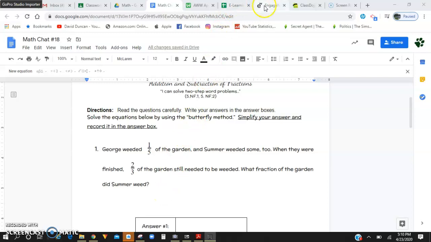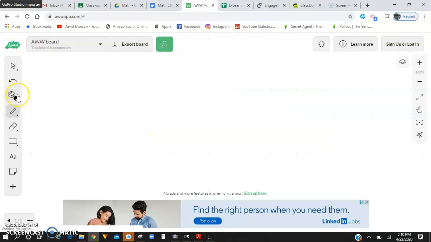So this problem is going to be a little challenging because we know that George weeded 1/5 of the garden. We know Summer weeded some. We don't know how much she weeded, but we know when they're all said and done, 2/3 still need to be weeded. So I'm going to come over here to my whiteboard.